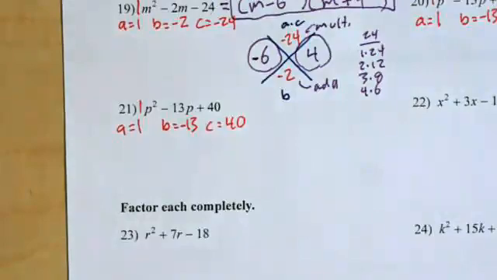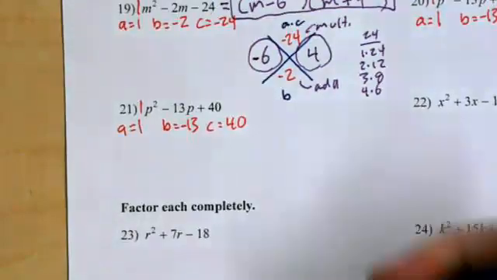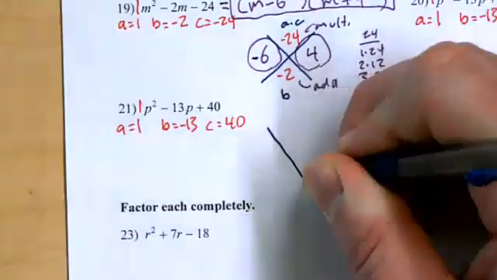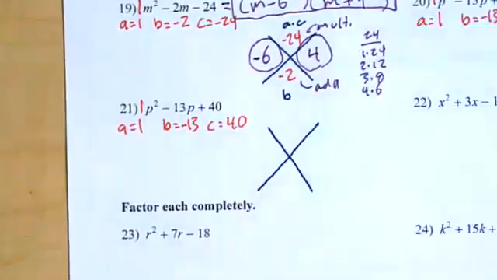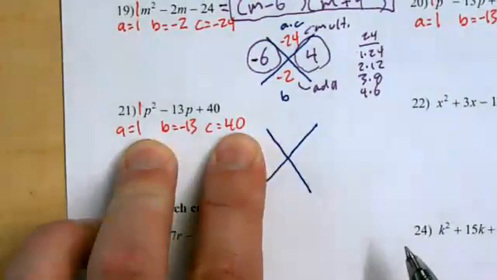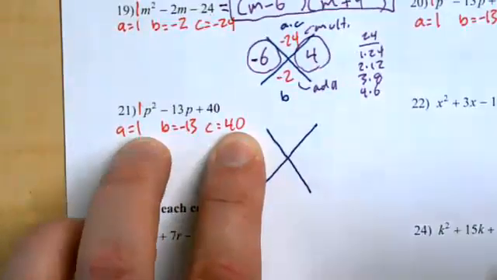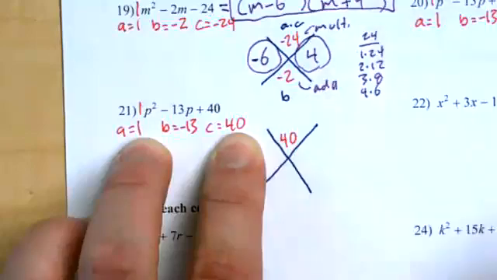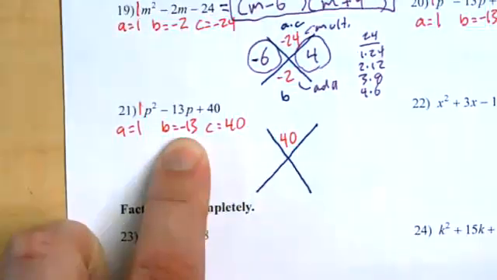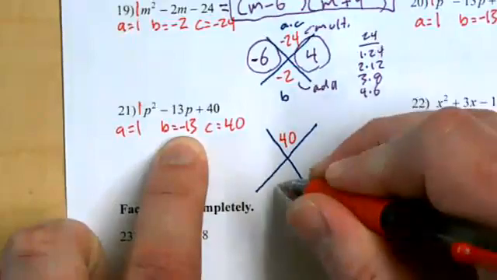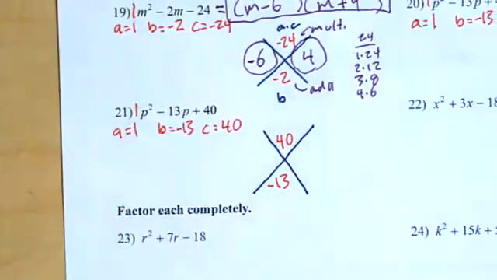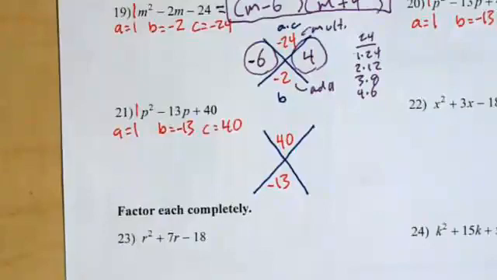Let's make our diamond problem. On the top of our diamond problem, we want A times C. That's 1 times 40. That's easy. That's just 40. And on the bottom, we want B, which is negative 13. Now, I just need to think of 2 numbers that are going to multiply to give us positive 40 and add up to negative 13.